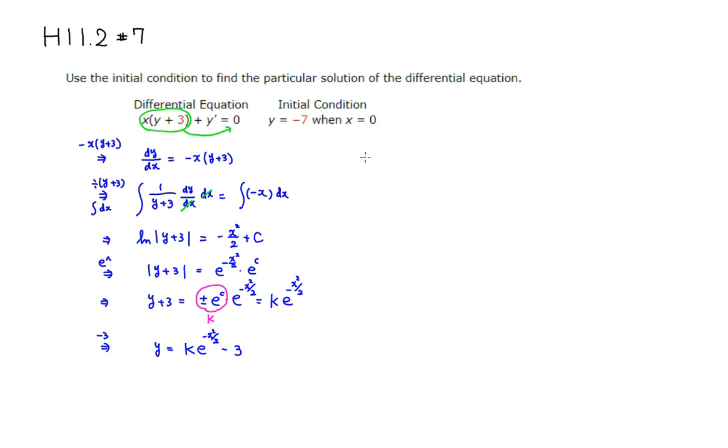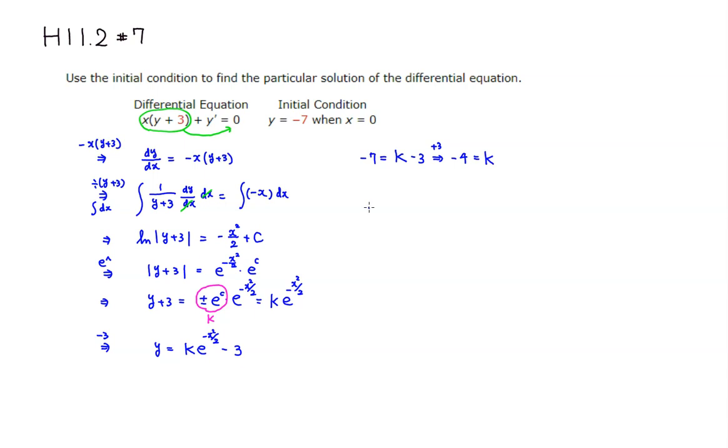So y is negative 7, and you have a k. When x equals 0, if you plug in 0, e to the 0 is 1, so k times 1 is k, and then you have a minus 3. So you can see that we can simply add 3 to both sides, so negative 4 is the k value.